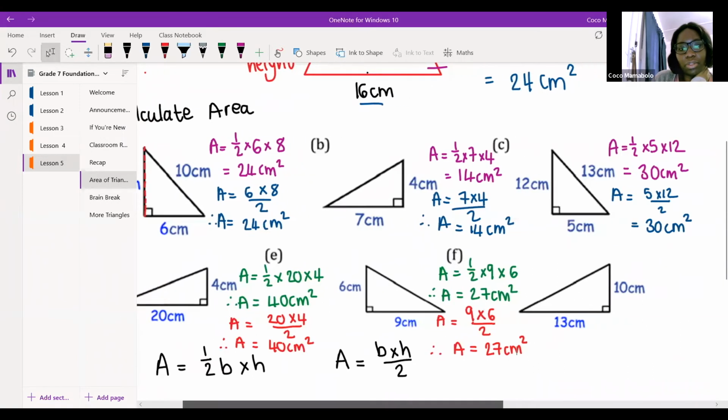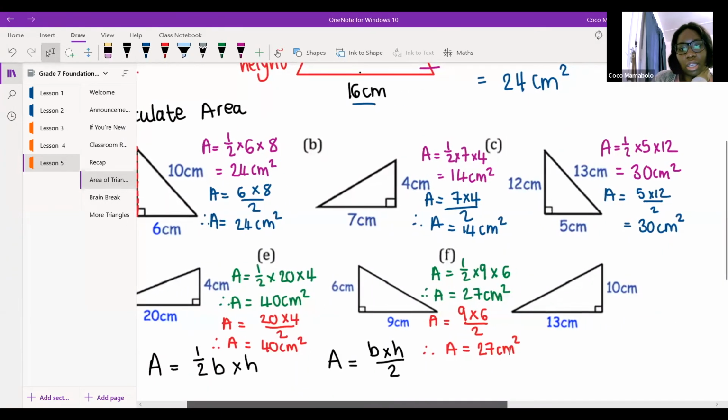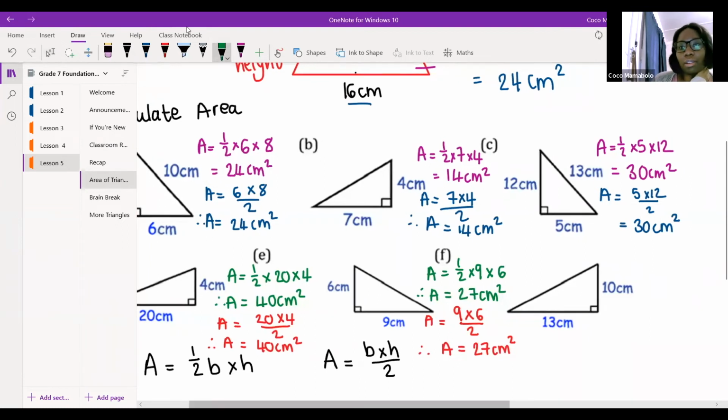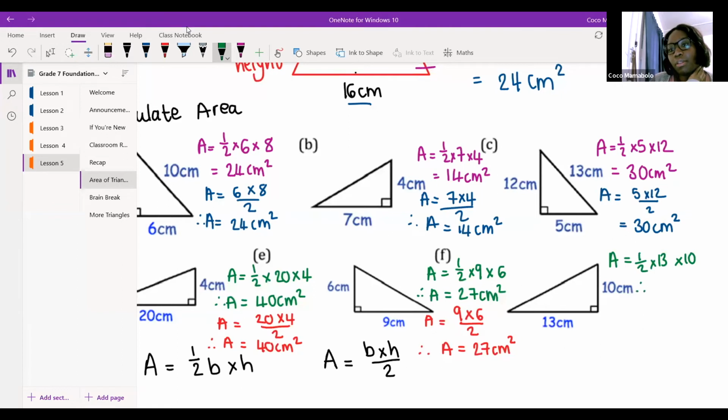Let me see if I can move this a little bit that way. Okay. And the last one, area is equal to half times 13, 10. Area is equal to 65 centimeters squared. And the last one, area is equal to 13 times 10 divided by 2. Therefore, area is equal to 65 centimeters squared.